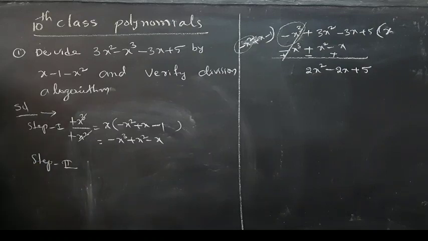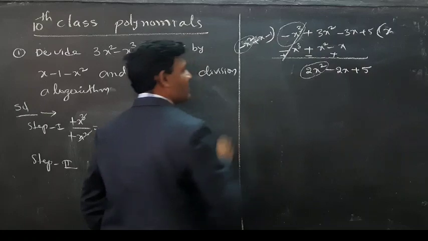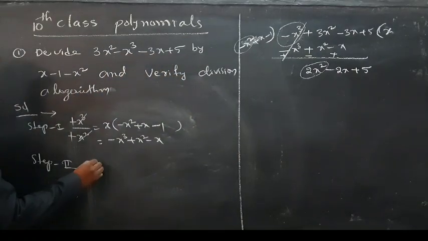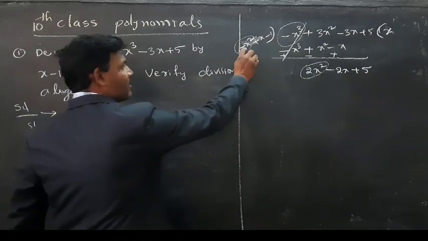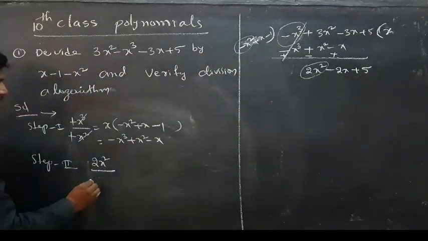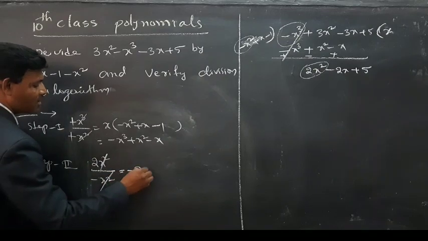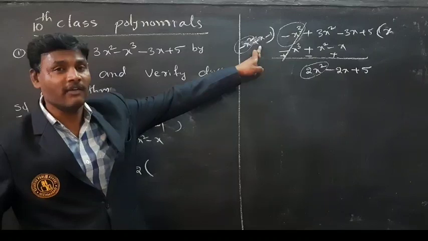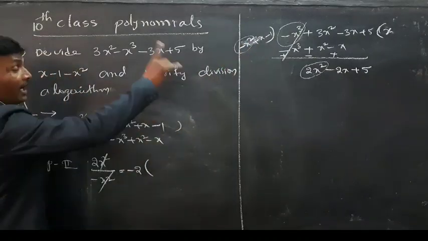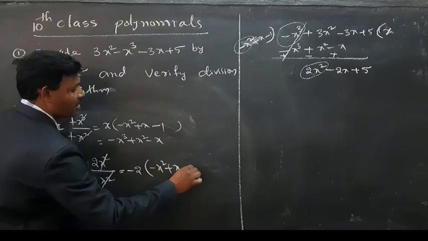In every step, take the first term of this one. Here, what is the first term? 2x square. Then take the first term of the divisor. What is that? Minus x square. Cancel. So what is the answer here? Minus 2 is the answer. Beside this one, you have to write the divisor: minus x square plus x minus 1.